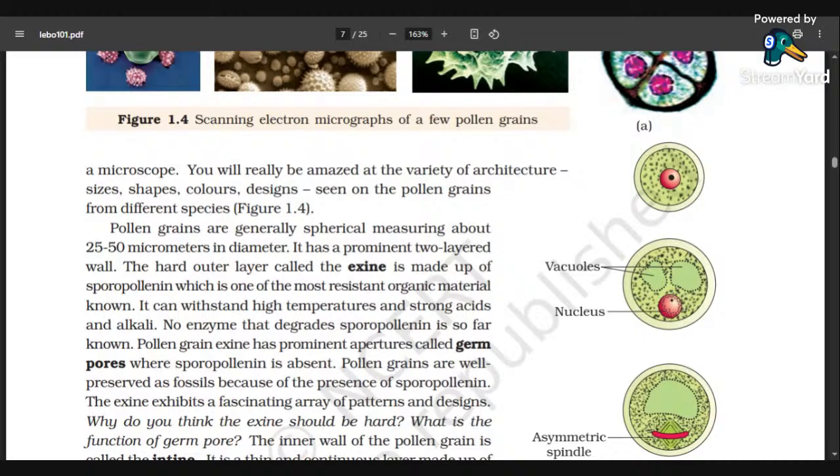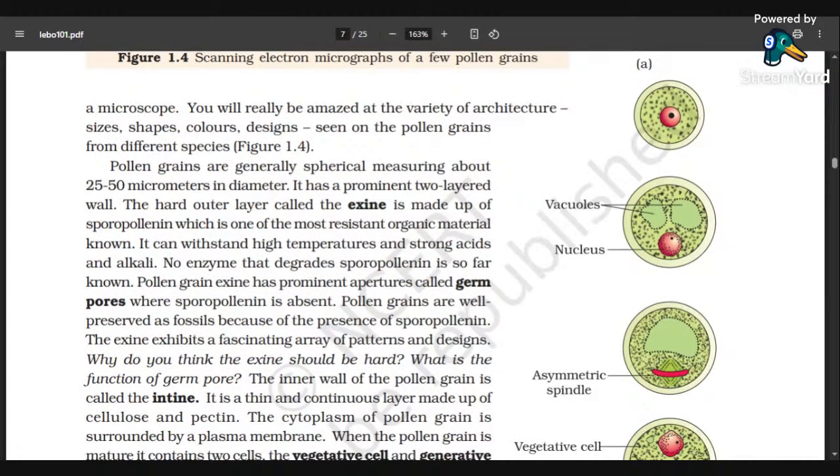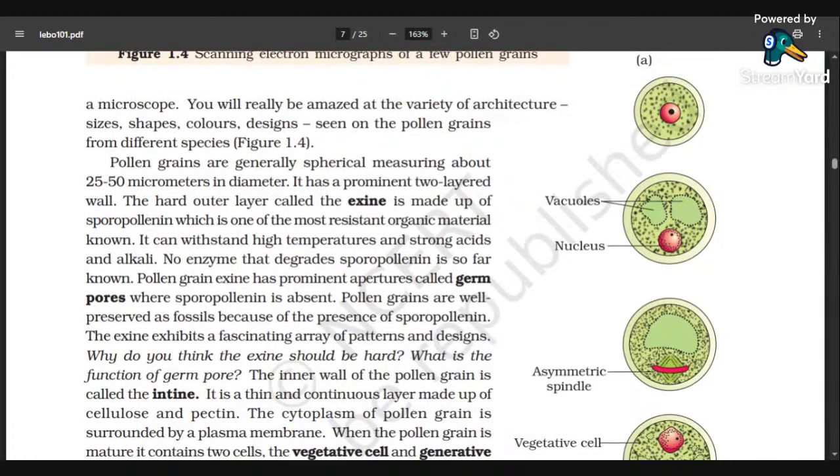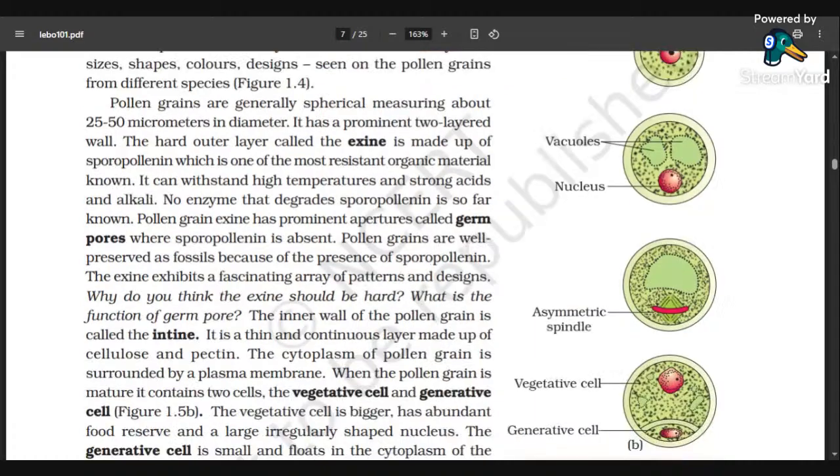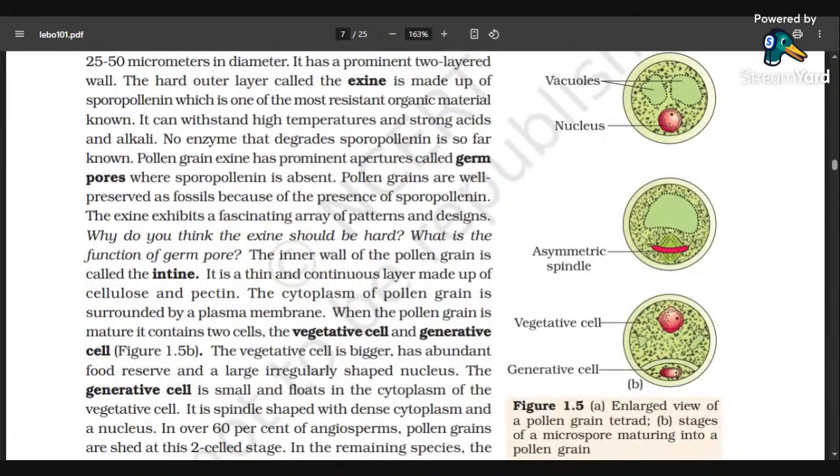Pollen grain exine has prominent apertures called germ pores, where the sporopollenin is absent. Pollen grains are well preserved as fossils because of the presence of sporopollenin. The exine exhibits a fascinating array of patterns and designs. The inner wall of the pollen grain is called the intine. It is a thin and continuous layer made up of cellulose and pectin.